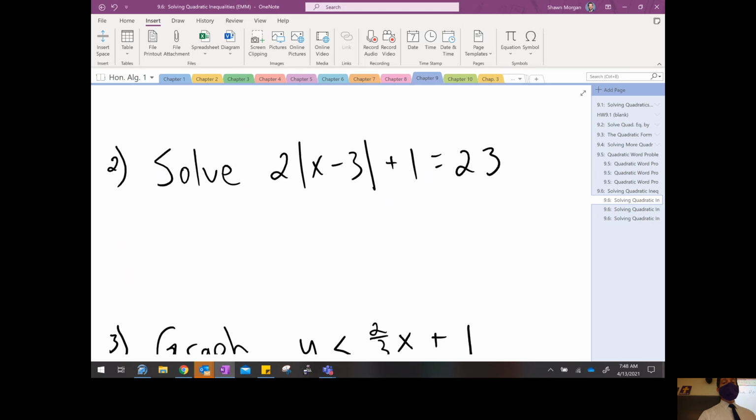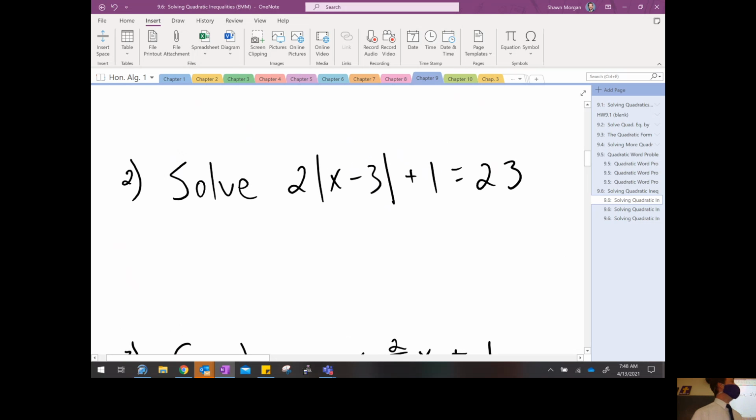Now that's not a new function, but if you just had a brain fart and you forgot all about absolute value being a V, right? And you forgot how -3 on the inside shifts it to the right 3 units, and +1 on the outside shifts it up 1 unit, and multiplied by 2 vertically stretches it, right? And if you forgot all of that, you can still make a what? An X and Y table, okay? So that unlocks the door for a problem like this, okay?